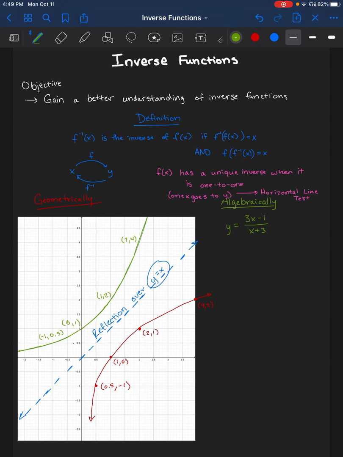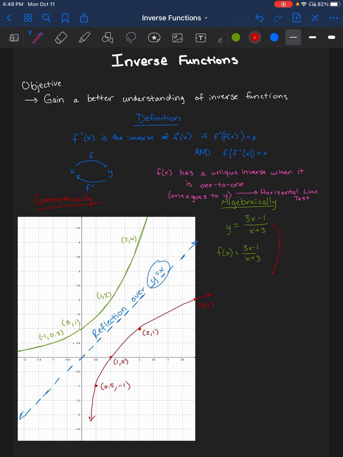Now, that is a function. It's a rational function, and I want to show you how to take this nice, pretty rational function, which I could have also written as f of x equals 3x minus 1 over x plus 3. I can take this function and I can invert it. I can turn it into its inverse, where essentially it undoes what this function does.